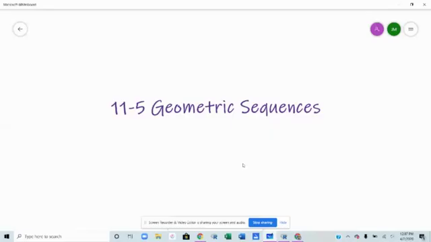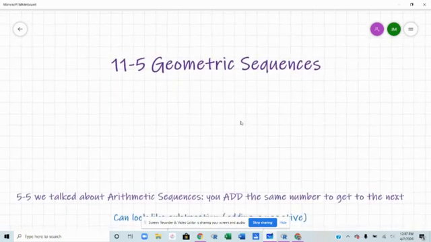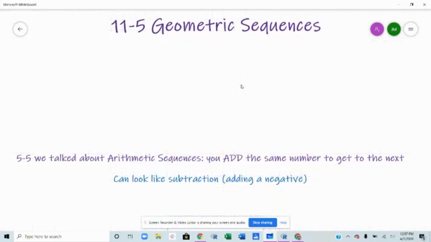In 11.5, we are going to focus on geometric sequences. Back in 5.5, if you have your binders with you and you have your notes with you, we talked about arithmetic sequences. Arithmetic sequences are just where you add the same number to get to the next. Remember that this could look like a subtraction where you're adding a negative.